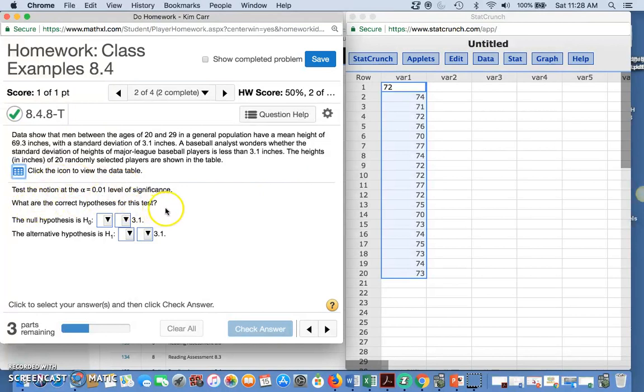What is the correct hypothesis? What are you trying to test? It says a baseball analyst wonders whether the standard deviation of heights of Major League Baseball players is less than 3.1. So that's what we're trying to test, less than. The standard deviation would be equal to 3.1 for the null. The standard deviation would be less than 3.1 for the alternative.